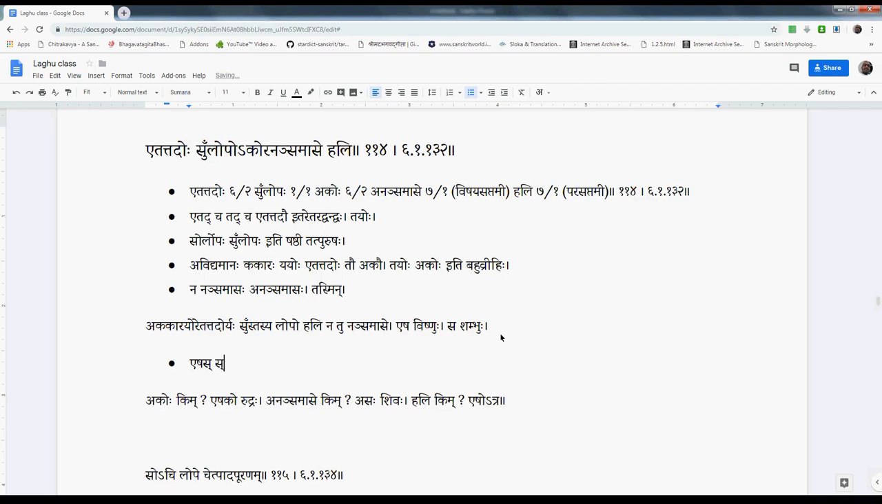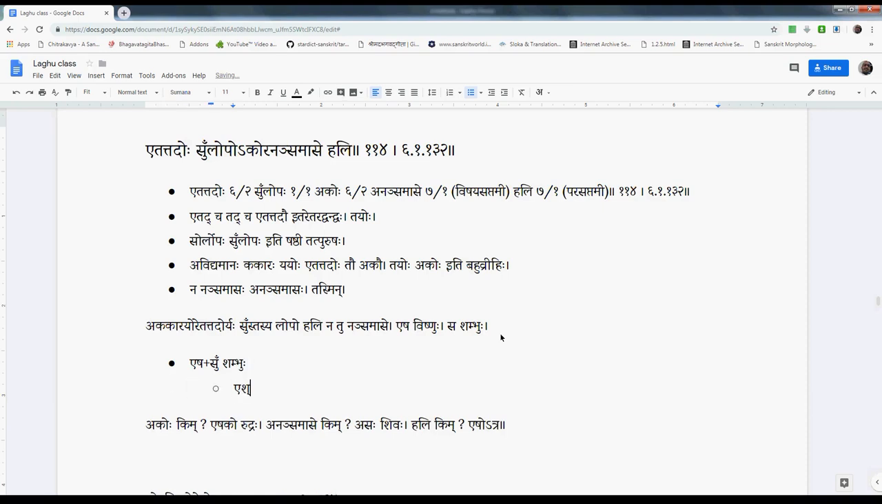Eshas Shambhu. Esha plus su. Esha Shambhu is esha plus su. Shambhu will become what? Esha Shambhu. And similarly, sa Shambhu. So what happened to this su? It went away by etattadoh. Why? Because is there kakara in this shabda, esha? There is no kakara. Is it a samasa? It is not a samasa. Therefore, this sutra applies. Now, when shakara is following, is shakara hal? Yes, it is hal.